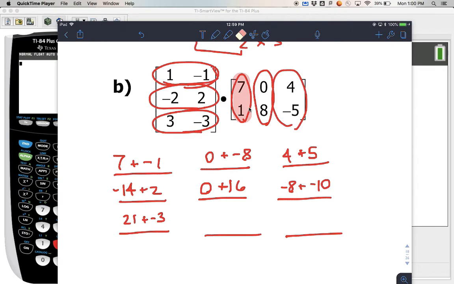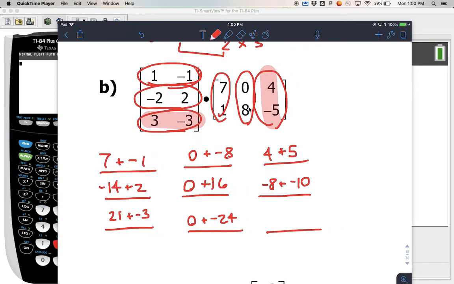Okay, 2 more. That'll be bottom row, middle column. So that'll be 0 times anything, which is once again 0. And then negative 3 times 8 is negative 24. Okay. And then let's see here. Got those. 3 times 4 is going to be 12. And then negative 3 times negative 5 is going to be positive 15.